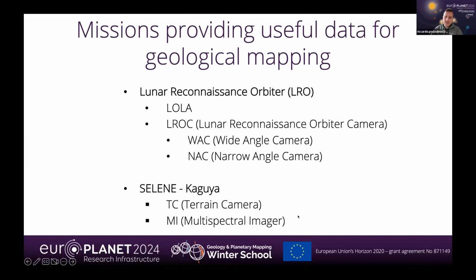normally. Then another important instrument that you will see also the next day is the SELENE Kaguya, which is a Japanese mission from JAXA, particularly the Terrain Camera, which is a camera with stereoscopic capabilities, providing images and also stereo reconstruction of the terrain, and then the Multiband Imager, providing multispectral images with the mineral percentage abundance.